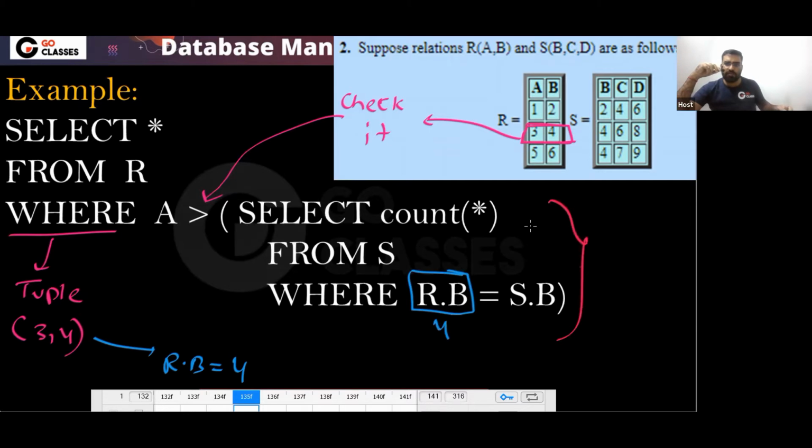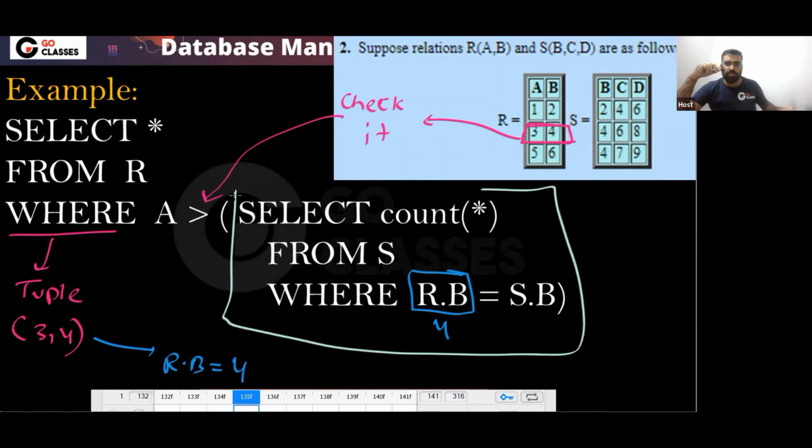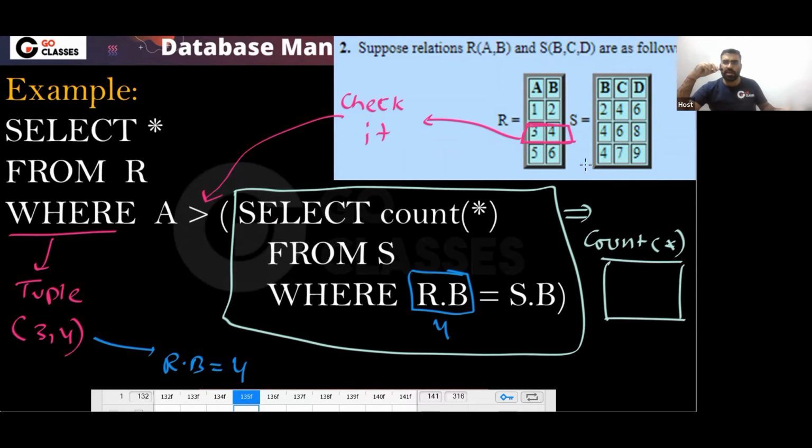So here, what will be count star? What will this query Q give you? It will give you count star where R dot B equal to S dot B. So there are 2 tuples, and the count star will be 2.